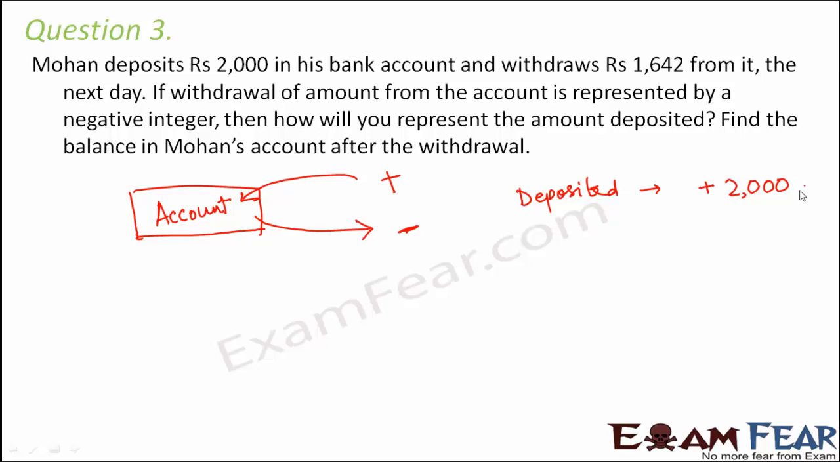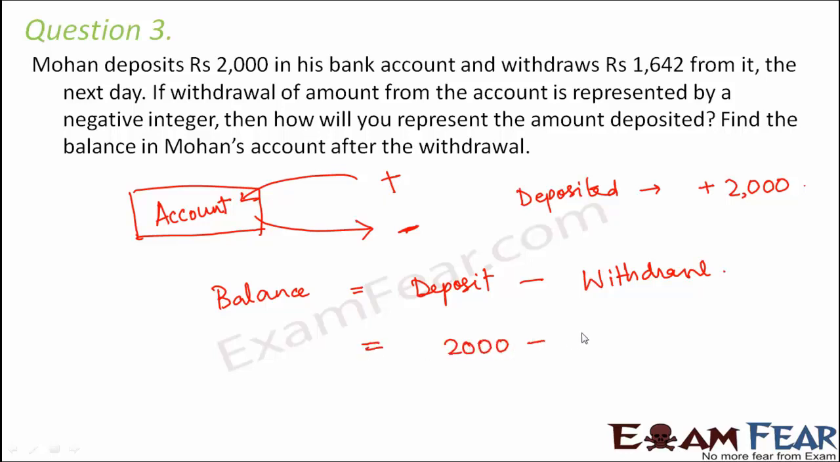Now we have to find out the balance in Mohan's account. So the balance would be equal to the amount deposited, so initially whatever he had deposited, minus the amount which he has withdrawn. So this would be equal to 2000 minus 1642. So this would be rupees 358. So this would be the balance in Mohan's account.